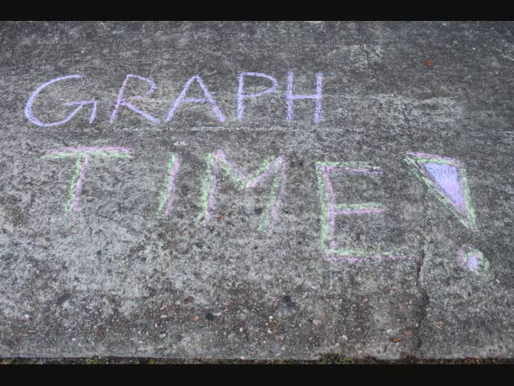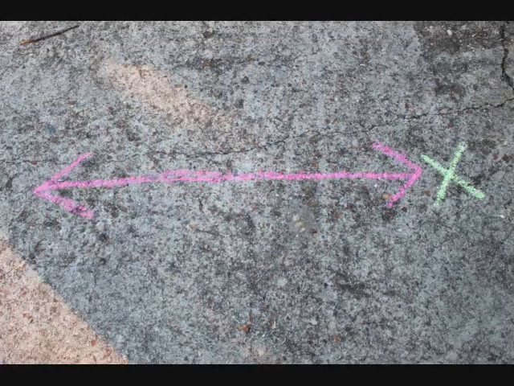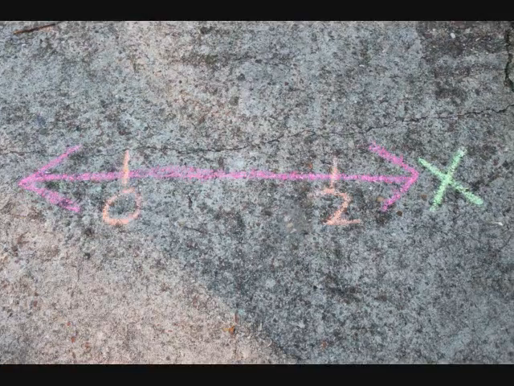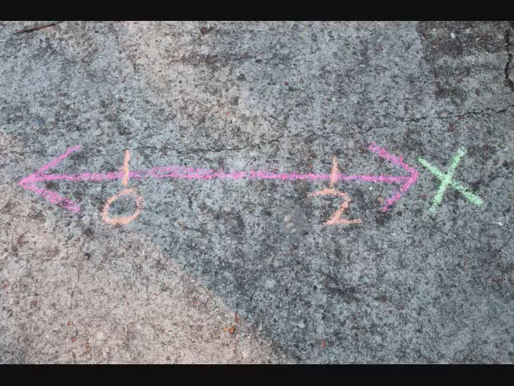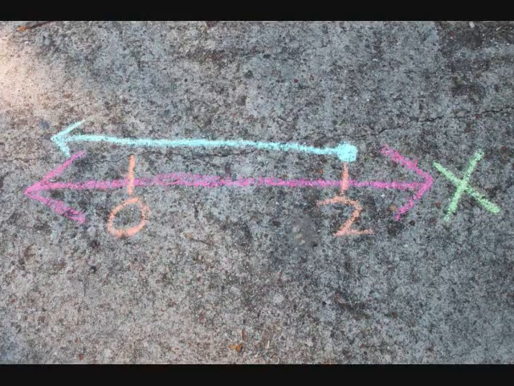Graph time! Now what you want to start out with is your axes. When you get your axes, don't forget to label your axes. From here, you want to start out by plotting your points, which is 0 and 2. Since it's less than or equal to, you'll have a closed circle on the 2 and everything to the left.